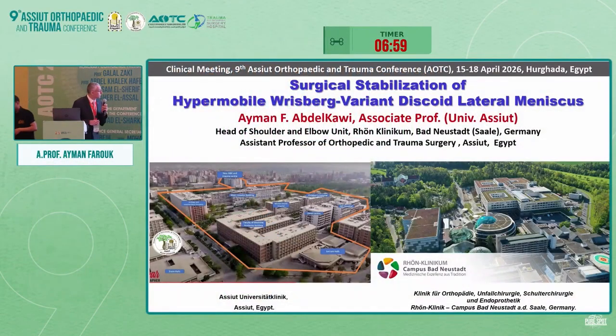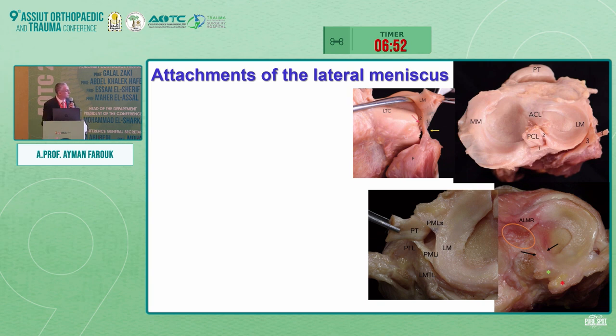Bismillahirrahmanirrahim. I have a short presentation about two cases of hypermobile Wrisberg type discoid lateral meniscus. Short description of the anatomy of the lateral meniscus.